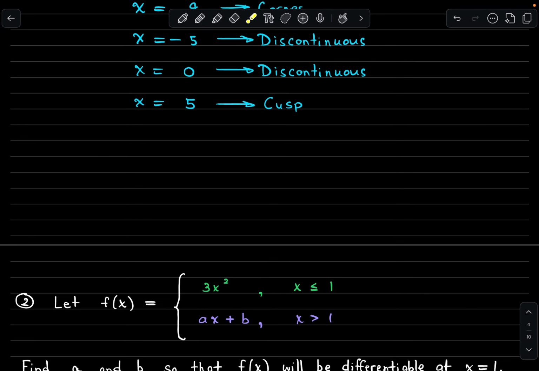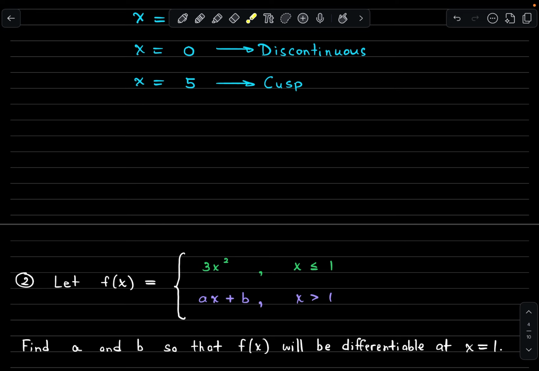Now, for our second example, let's suppose we have a piecewise function that's defined. f of x is equal to 3x squared when x is less than or equal to 1. So this is a quadratic function. And then here in purple, it's defined as ax plus b, just some linear function, when x is greater than 1. Can we find a and b so that this function is actually going to end up being differentiable at x equals 1?